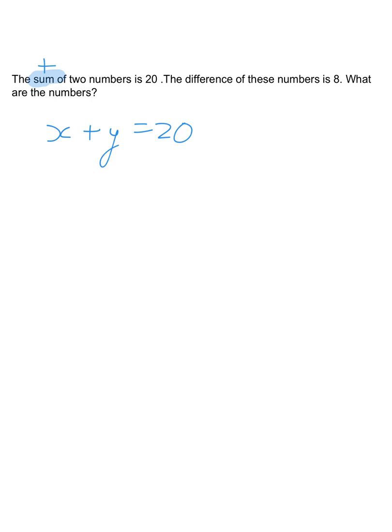Then we're told that the difference of these numbers is 8. So difference, that means subtract. So we'd have x minus y equals 8. And so when you solve this, then you should end up with x equal to 14 and y equal to 6.